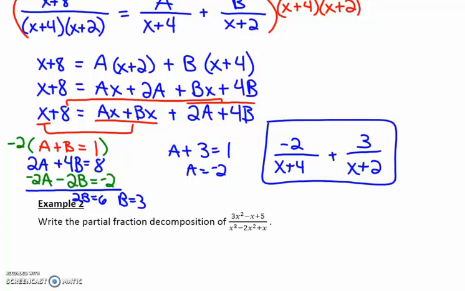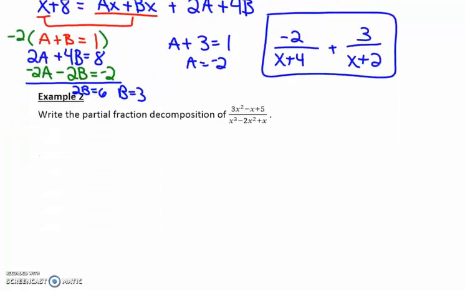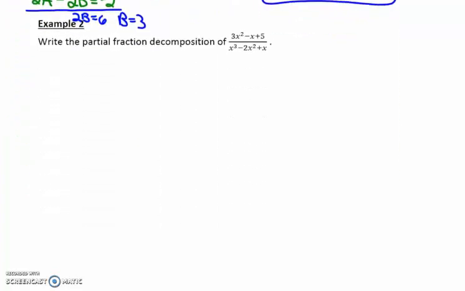So if you were to add those two expressions together, you would get the original x plus 8 over x squared plus 6x plus 8. All right, let's take a look at number 2. So number 2, we are going to factor the denominator again, just like we did in the first problem. So we've got 3x squared minus 5x plus 5 as our numerator. We don't change that. So we can factor out an x.